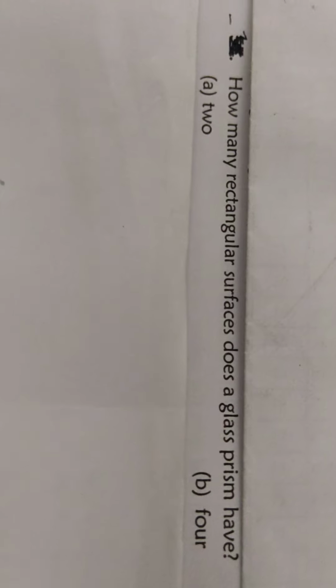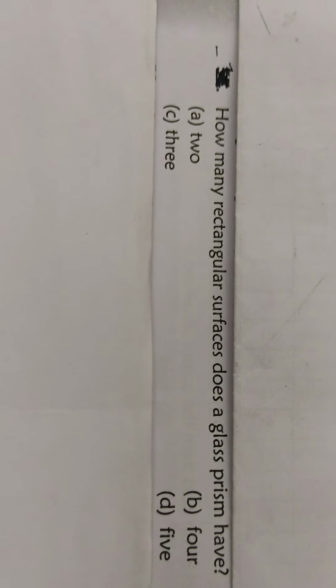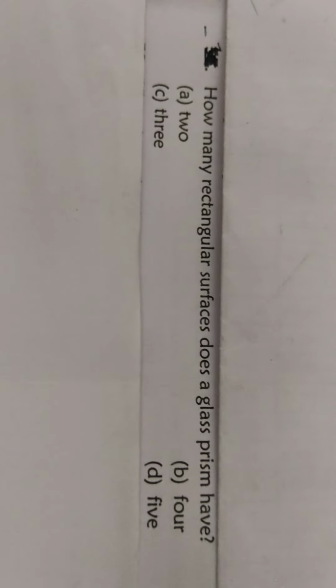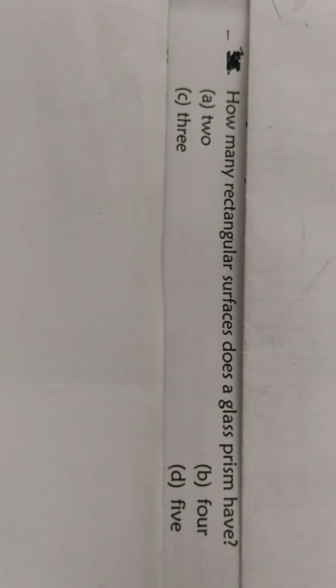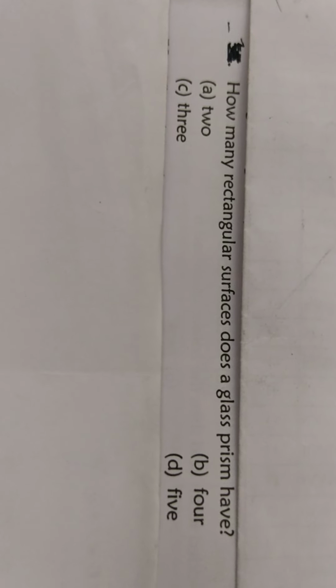The first MCQ for today is, how many rectangular surfaces does a glass prism have? Now students, when this is a question, even without looking at the options, we should be able to give the answer, because when we are given a glass prism in the question, we should know it should be the triangular glass prism that we are using in the lab for the experiment and for the dispersion purpose.